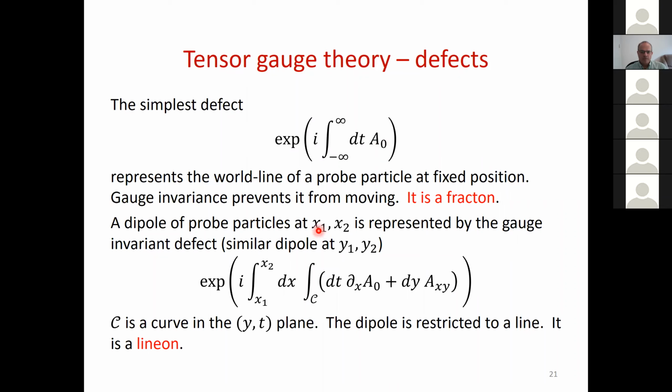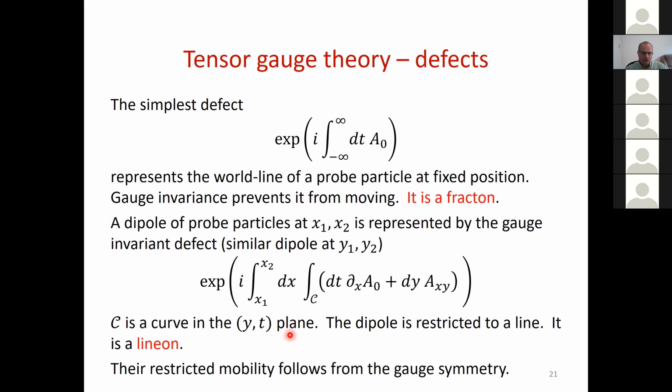Here we can use AXY to let this dipole move in the y direction. So a single particle, this is a fracton, a single fracton sits at the point in x and y, and it cannot move. And a dipole separated in x can move in the y direction, but not in the x direction. So it cannot move in this direction, it can only move in that direction. So this is called a lineon in the condensed matter literature. Here we get the restricted mobility from the gauge symmetry of the problem.